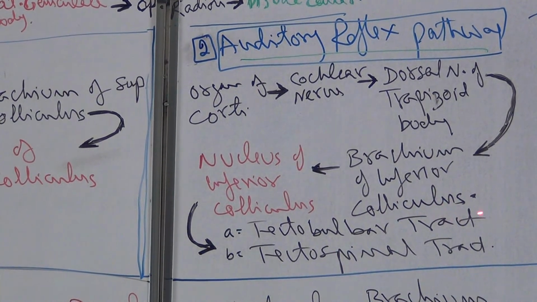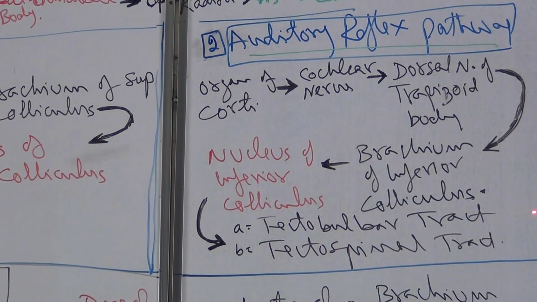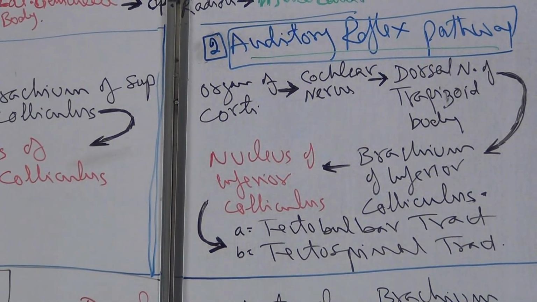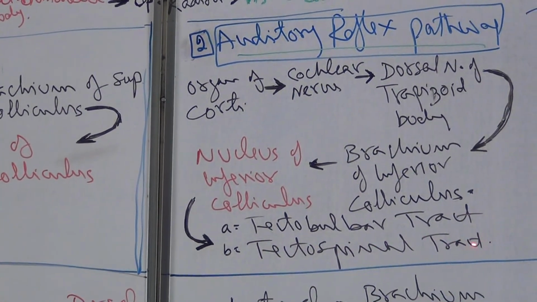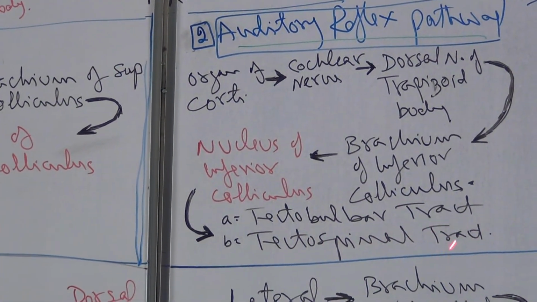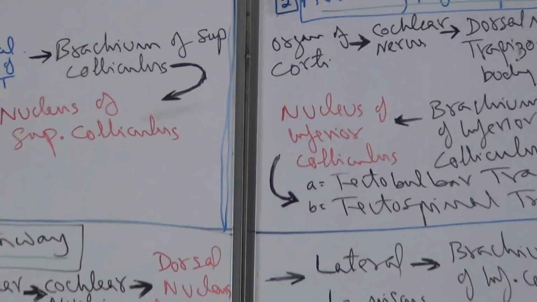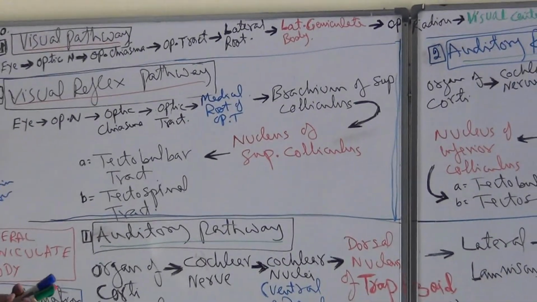Tectobulbar tract enters the medulla oblongata, where they relay in the motor nuclei of different cranial nerves for the movements of the eyeballs, lids, etc. And tectospinal tract, the fibers relay in the anterior horn of the spinal cord for the movements of head and neck, trunk, and limbs, etc., in response to high pitch sound.